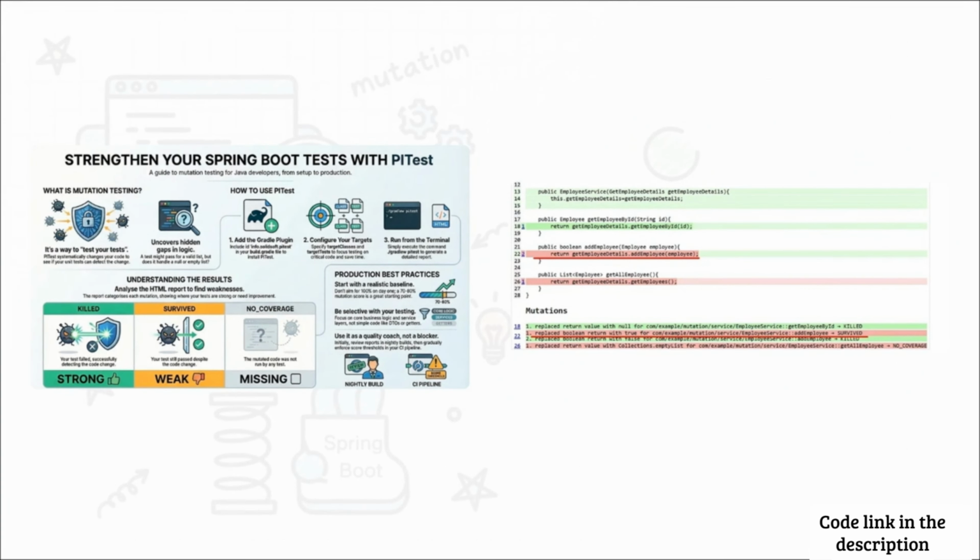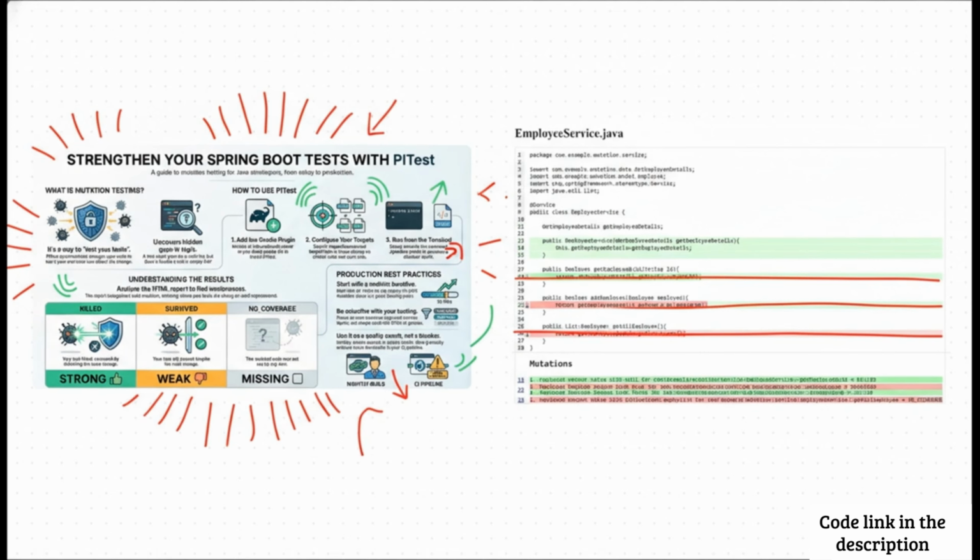Now, this next one is really what we're looking for. See this line highlighted in pink? This is a mutant that's survived. This is bad. It means PITest changed the code, but our test didn't even notice. It just kept on passing. This is basically a big flashing sign telling you that your test for line 22 is weak and has a blind spot.